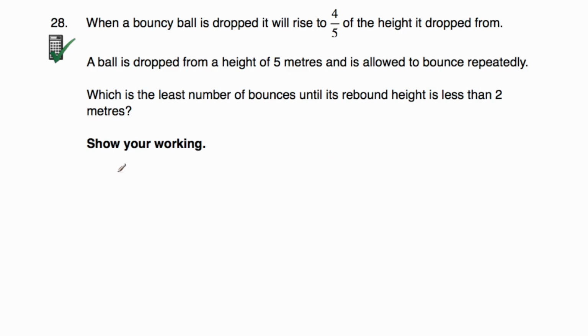So let's start off with working out 4/5 of 5 meters, because after it drops the first time, it rises to 4/5 of that height. So if we work out 4/5 of 5, that'll tell us how high it rises to after the first bounce. This is a calculator question, but this one's quite nice. 5 divided by 5 is 1, times by 4 is 4. So after the first bounce, it'll rise to a height of 4 meters. That's after the first bounce. So that's the first rebound height.